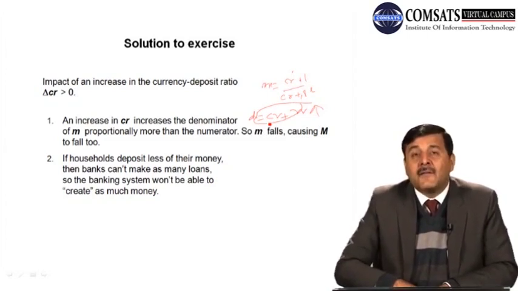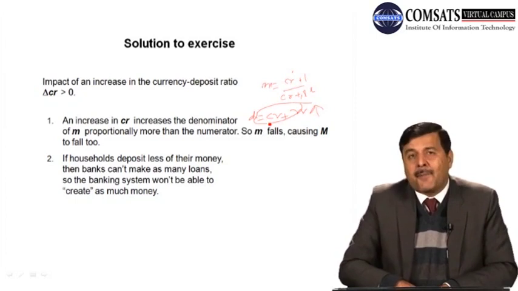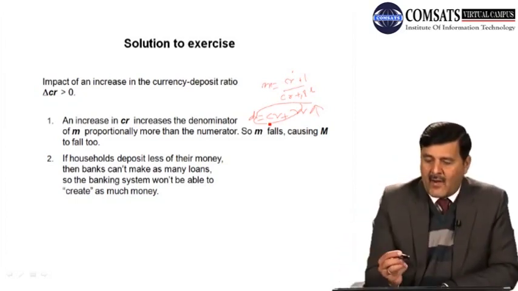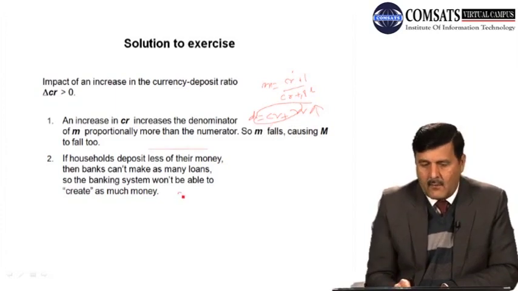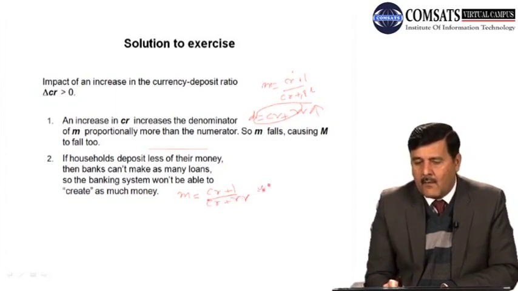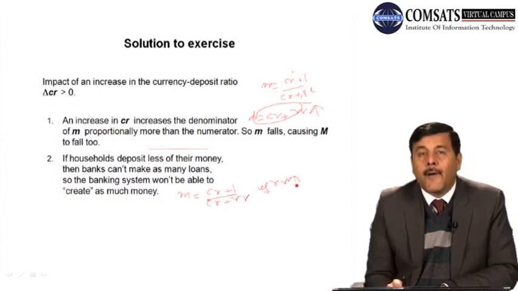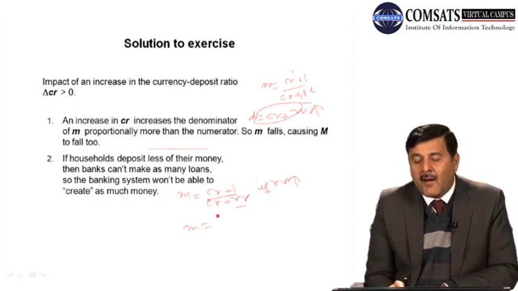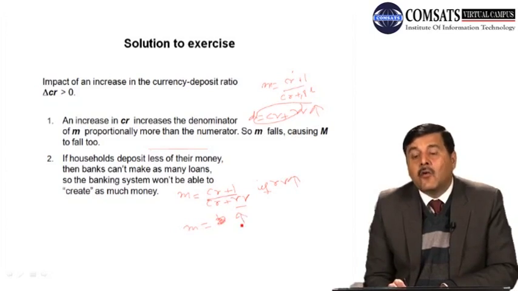Second, the reserve deposit ratio, RR, that is the amount of money which banks keep with them as a reserve out of their deposits. Now if this RR goes up, what will happen? Let us carry forward from here. What do we have for M? M is equal to CR plus 1 over CR plus RR. Now if RR goes up, what will happen to the money multiplier? If this increases, what will the overall money multiplier be? The money multiplier will increase, so the money supply in the economy will increase, right?